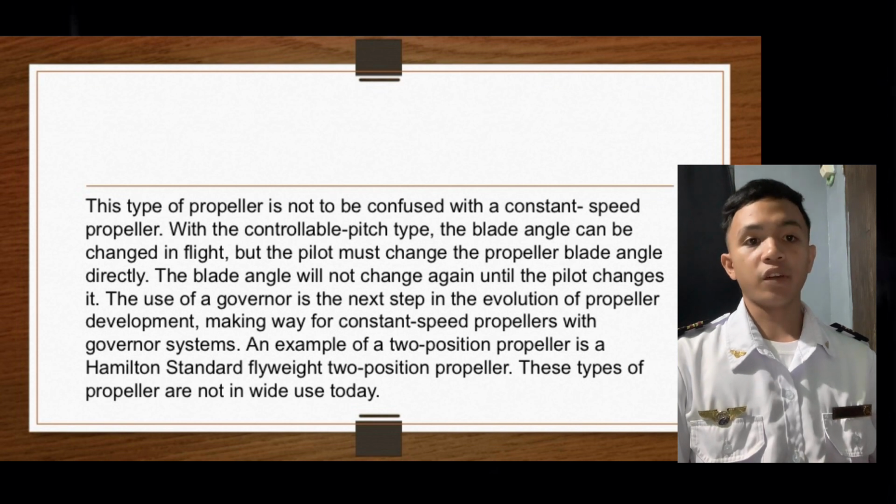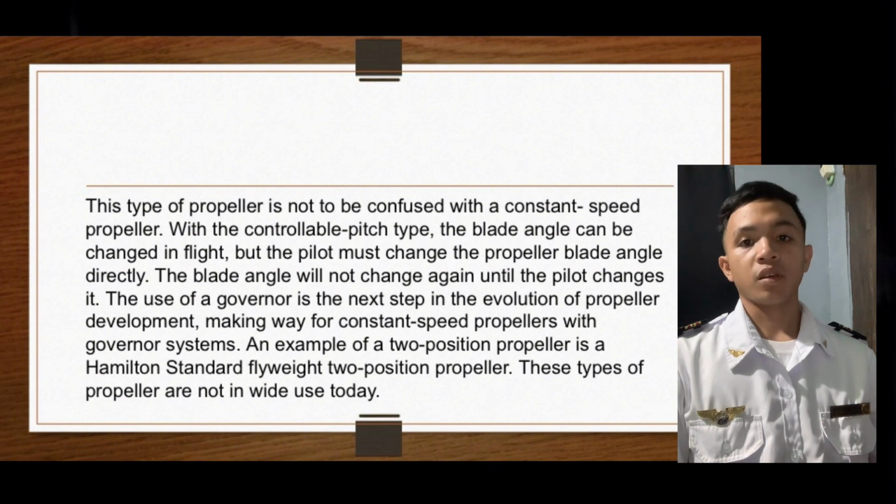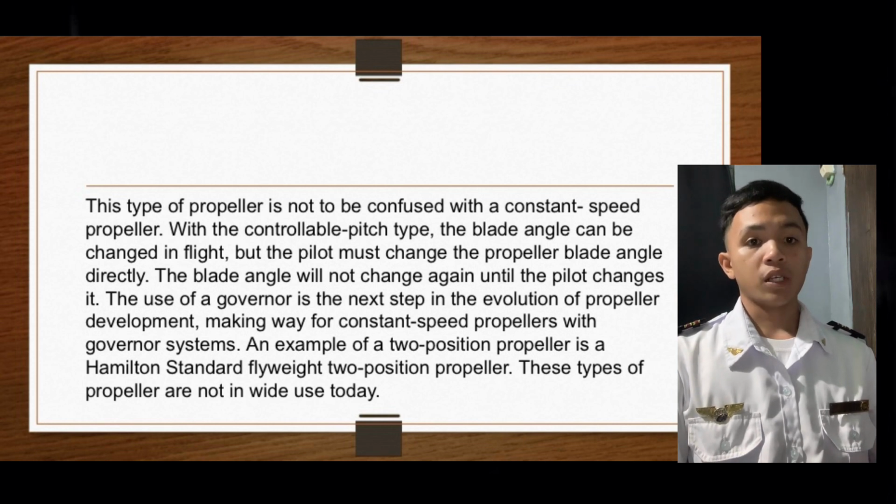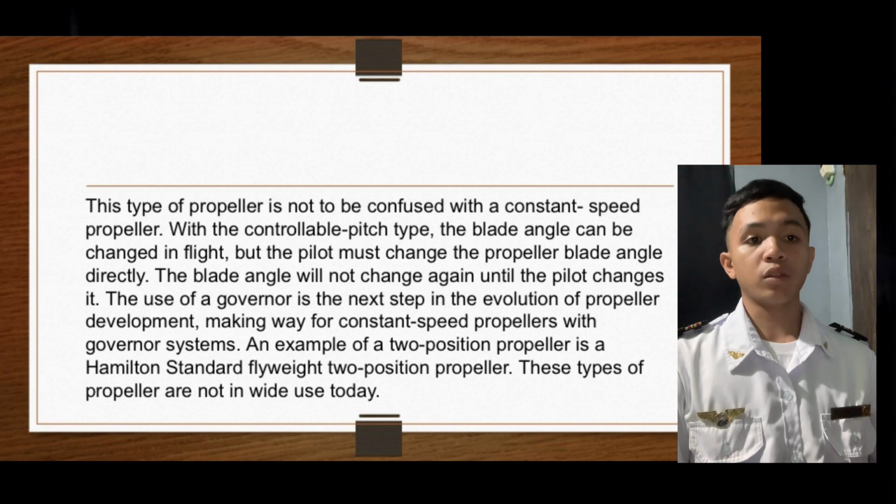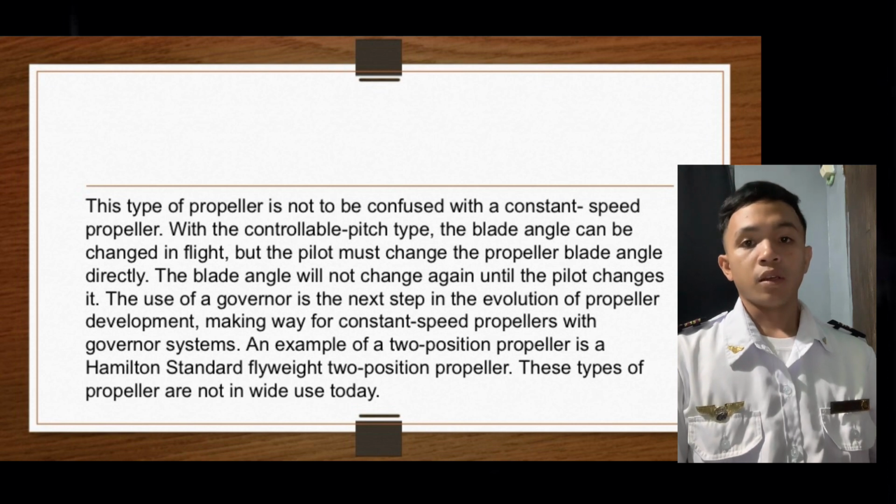The use of a governor is the next step in the evolution of propeller development, making way for constant speed propellers with governor systems. An example of a 2-position propeller is the Hamilton Standard lightweight 2-position propeller. These types of propellers are not in wide use today.